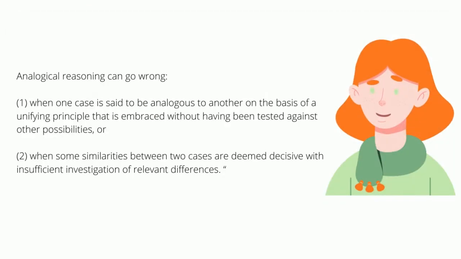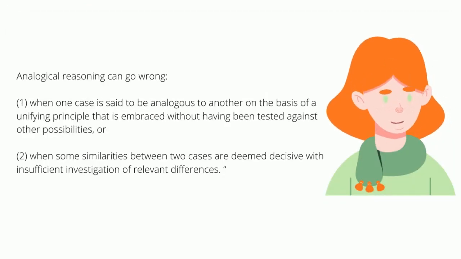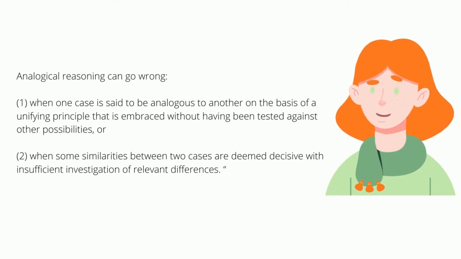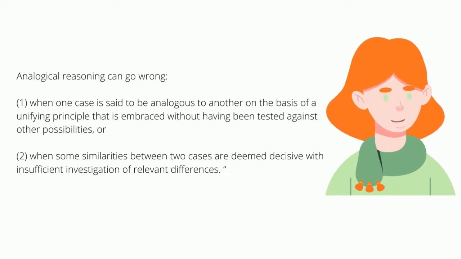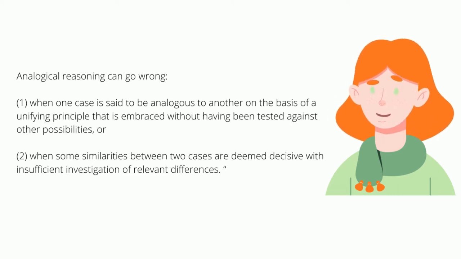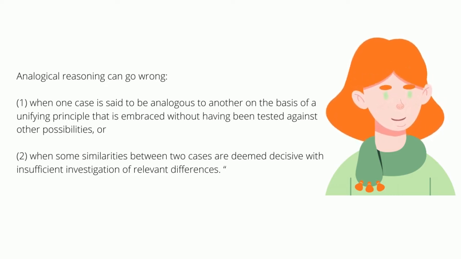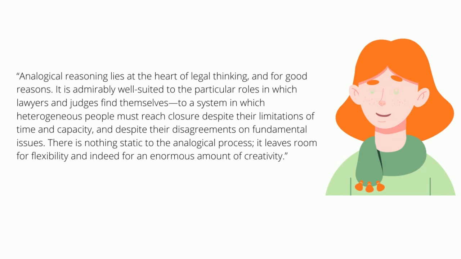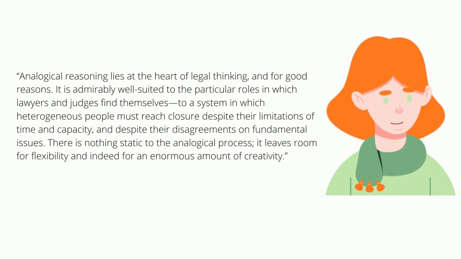Analogical reasoning can go wrong, 1, when one case is said to be analogous to another on the basis of a unifying principle that is embraced without having been tested against other possibilities, or, 2, when some similarities between two cases are deemed decisive with insufficient investigation of relevant differences. Analogical reasoning lies at the heart of legal thinking, and for good reasons.